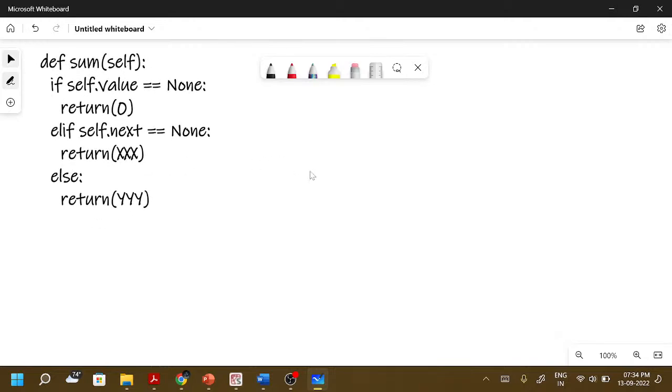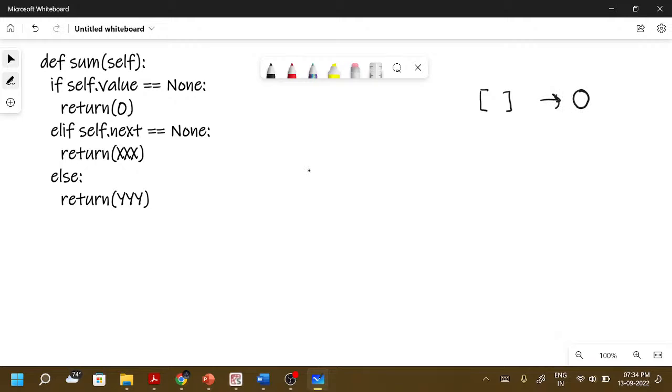So when self.value is an empty list, the node is just a list, correct? Whatever self is, it is a list first of all. So the node itself is a list. Okay. So first, when self.value is none, we will return 0. The sum of the empty list is 0.